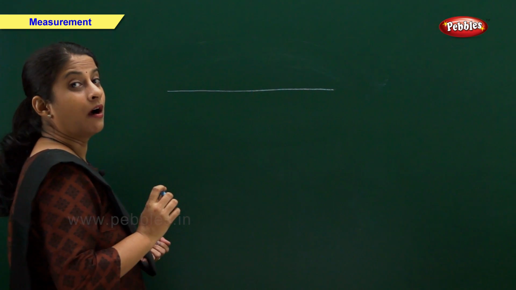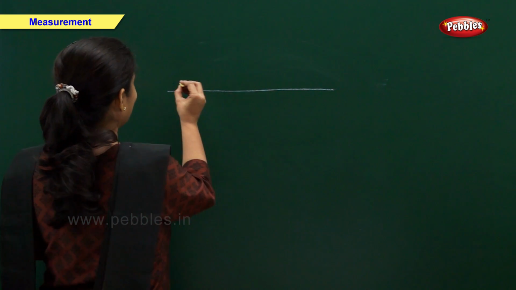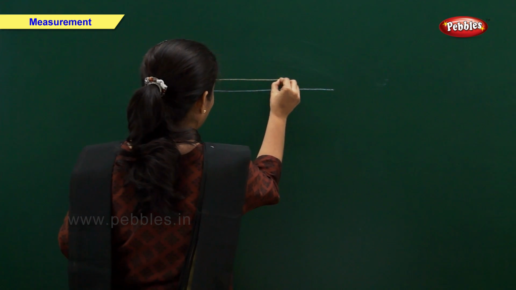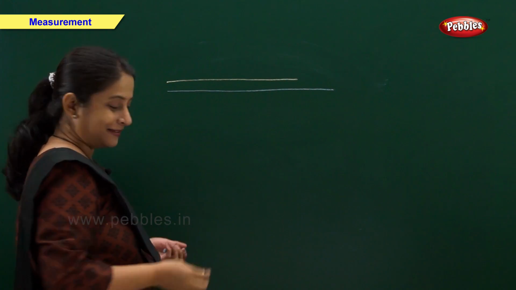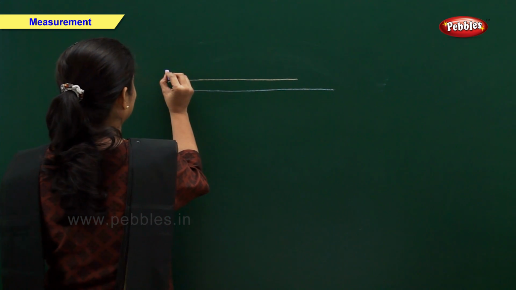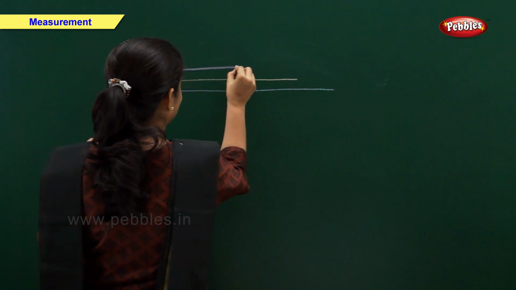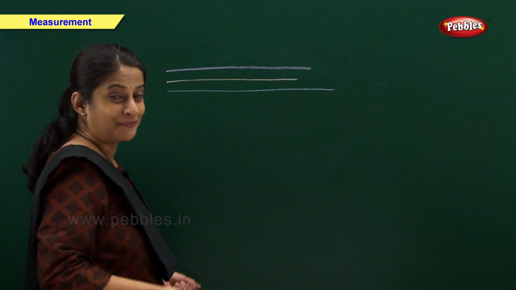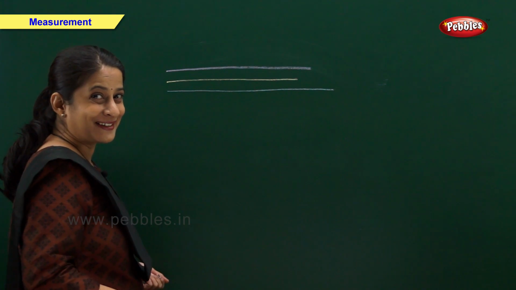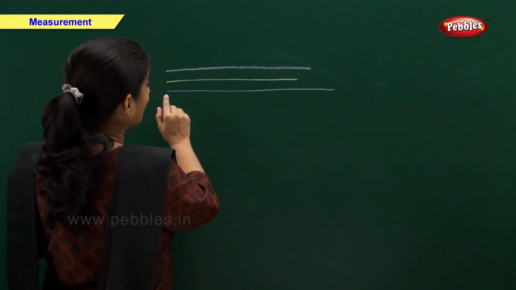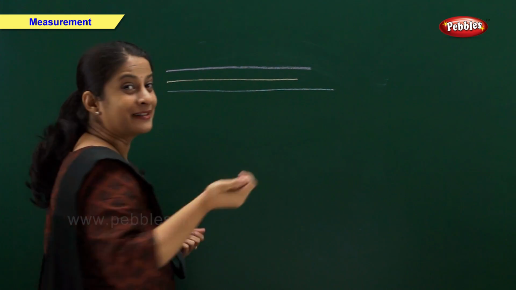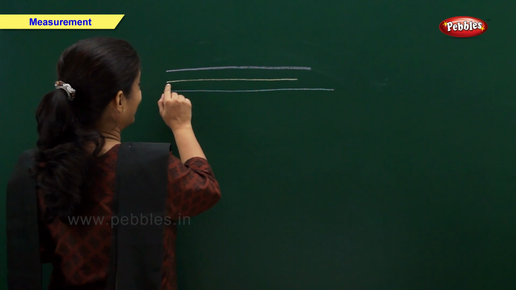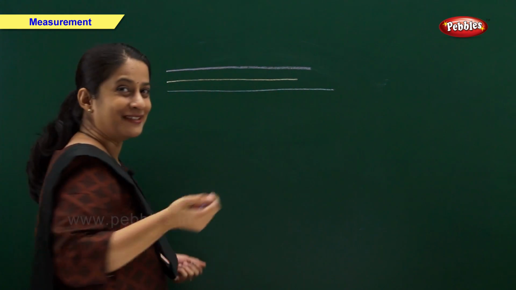We have a blue line, yellow line, and a purple line. So which line is the longest? Let's see. Blue line is the longest. And which line is shortest? Yellow line is the shortest.